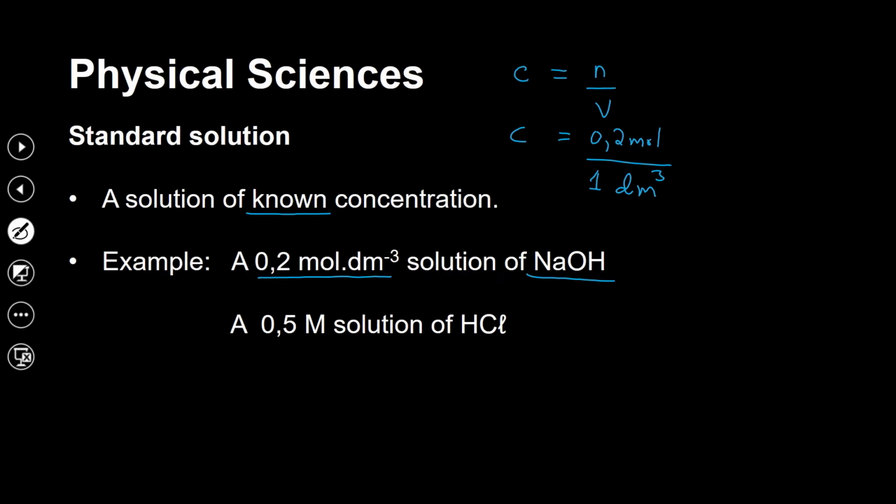How about if we talk about 0.5 molar? The term molar represents mole per cubic decimeter. So these two units, molar and mole per cubic decimeter, represent one and the same thing in the context of concentration, right? So for the other one, it will be 0.5 mole, that's the quantity of solute for every cubic decimeter. So this is what it means when we talk of a solution of known concentration.